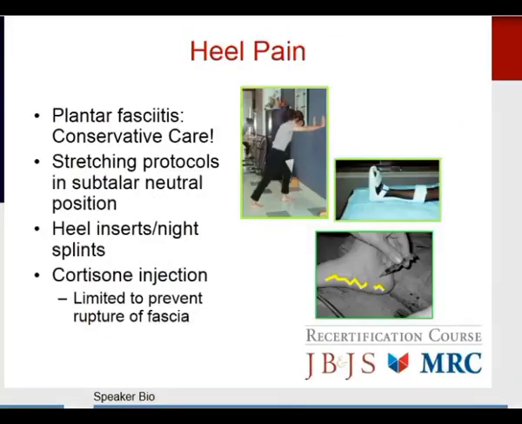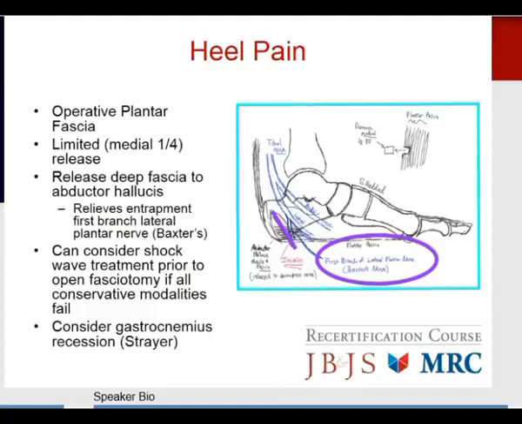Heel pain, often considered with plantar fasciitis, recognize that conservative care is the rule. 95% of patients get better with simple stretching protocols, including night splints to elevate that portion of the foot and increase some tension on the plantar fascia in combination with the stretching exercises that we talk about. Cortisone injections have very limited value because repetitive cortisone injections can cause rupture of the plantar fascia over time. In addition, we can consider operative intervention in these patients, but before doing so, we may consider shockwave treatment to treat plantar fasciitis.